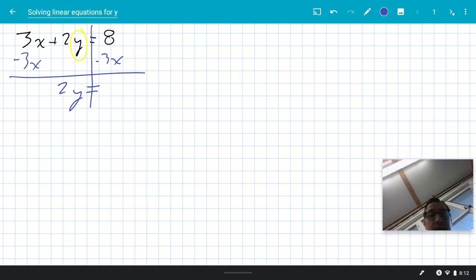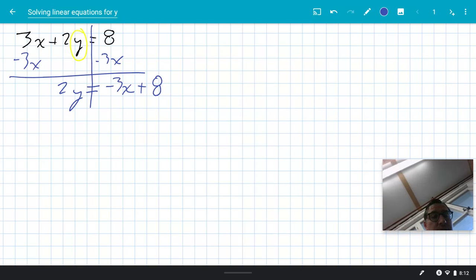8 minus 3x. Can I combine those two? No, because one has an x and one does not. Now you can put it in either order, 8 minus 3x or negative 3x plus 8, which is the order I'm going to put it in. And I'll show you why in a minute. Well, generally, we just put the variables first. This is generally the reason. So, and now we almost are done.